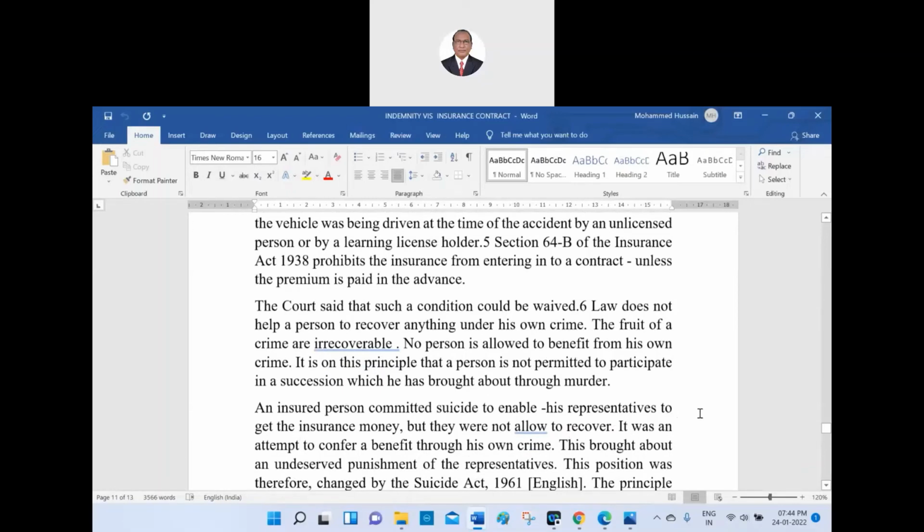Law does not help a person recover anything under his own crime. The fruit of the crime is irrevocable. No person is allowed to benefit from his own crime.